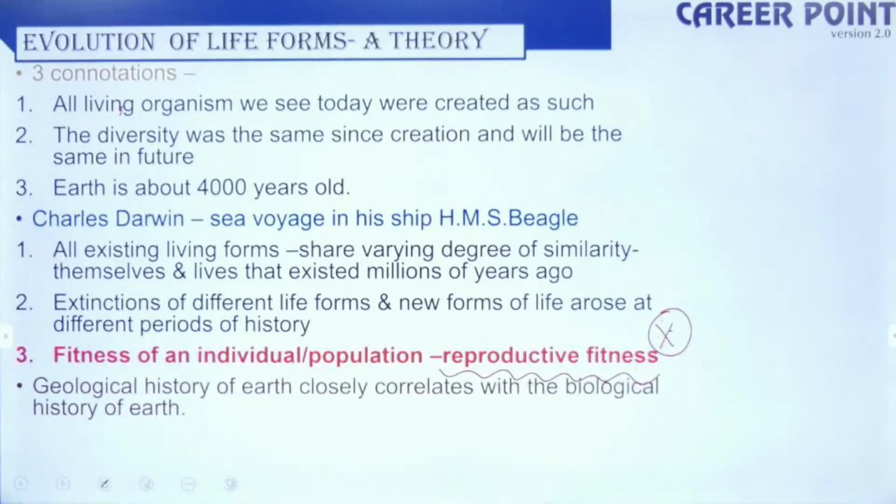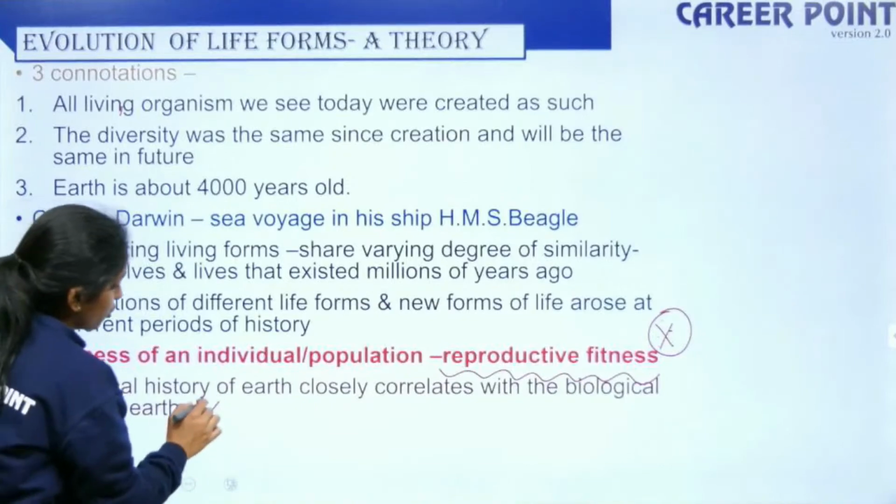Okay. So these were the three conclusions that Charles Darwin gave us. Fine. The geological history of Earth closely correlates with the biological history of Earth. Alright, this was also one conclusion that people drew out.